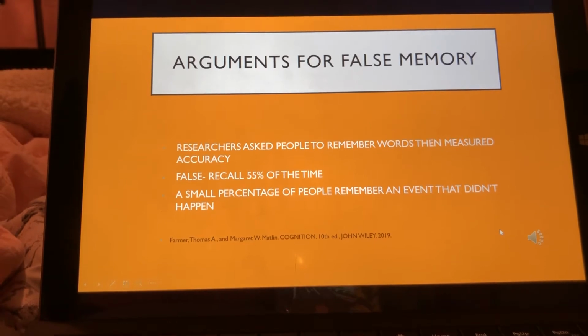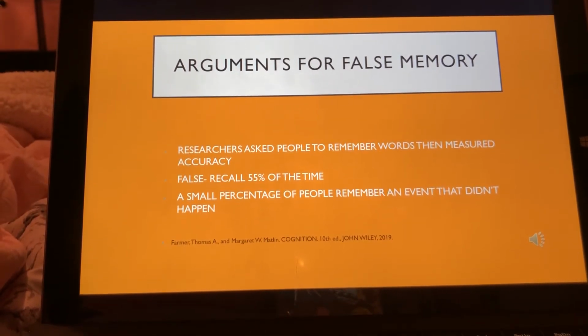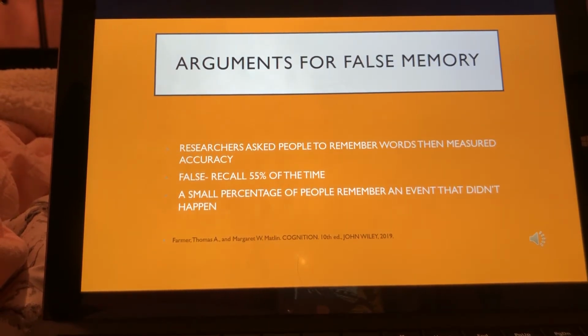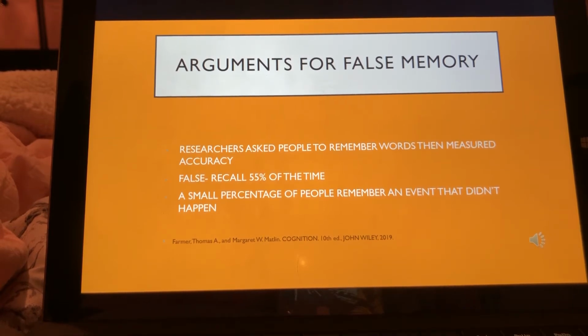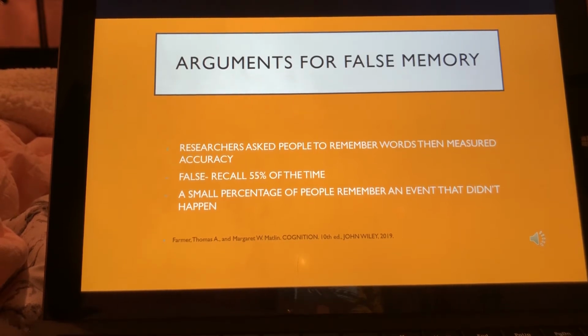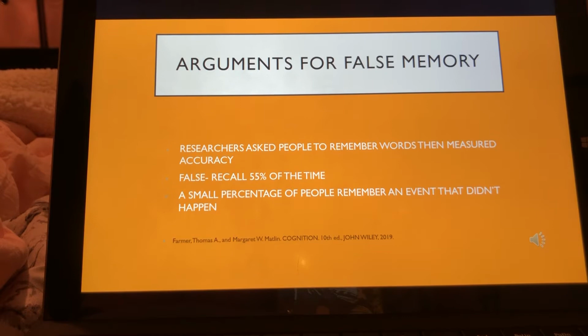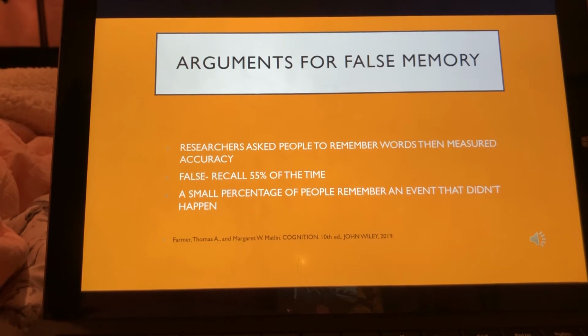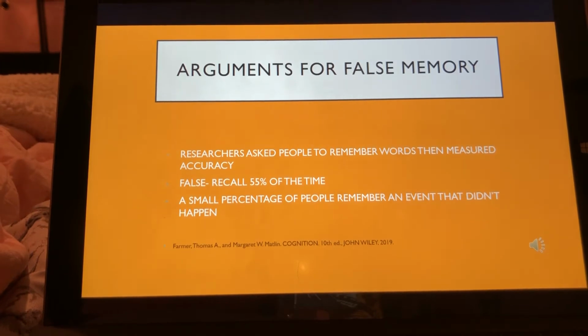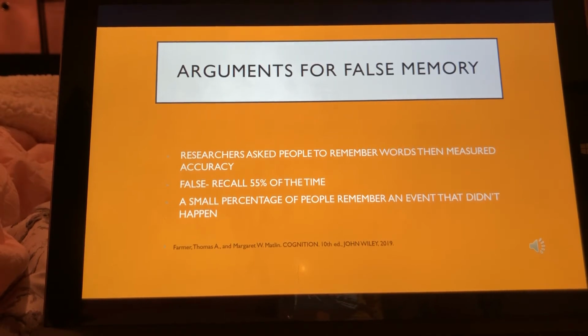So some of the arguments in the book for false memory theory: there was an experiment where researchers asked the participants to remember a list of words they had seen earlier, and they tested the accuracy of this, and 55% of the time, it was a false recall rate, which is a pretty high number. Some of the words that people were remembering were sleep and river, and these words weren't even on the list, so they were falsely thought up by these people. And there's a small percentage of people, though, who remember an event that didn't occur, so that's actually quite a small percentage relatively that the book talks about.